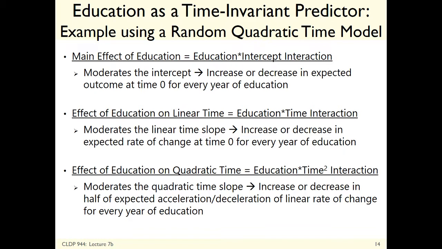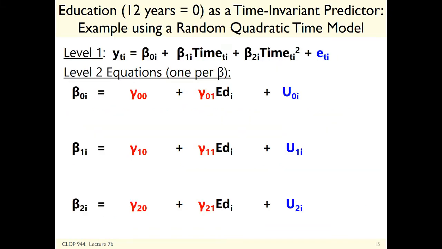That means that if I have a random intercept, a random linear slope for time, and a random quadratic slope for time, there are 3 potential roles for a time invariant predictor like education to fulfill. A main effect, think of that as an interaction with the intercept. It makes the expected value at time 0 go up or down. The effect of education on the linear time slope makes the linear time slope increase or decrease, conditional on time 0 in this model. And education can also make the quadratic time slope increase or decrease. So it would look like this.